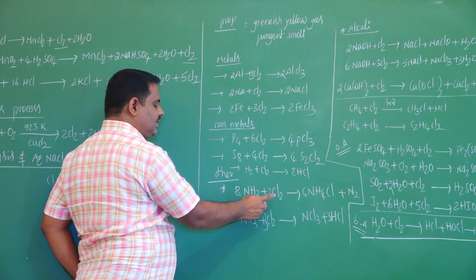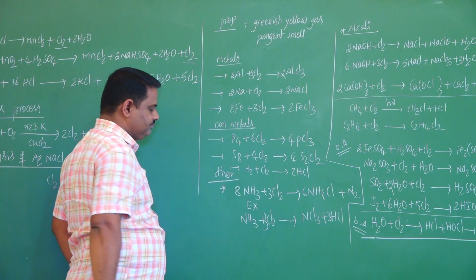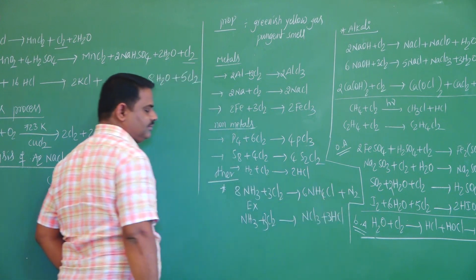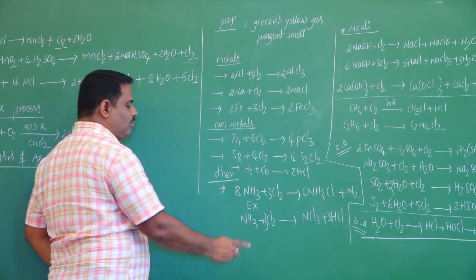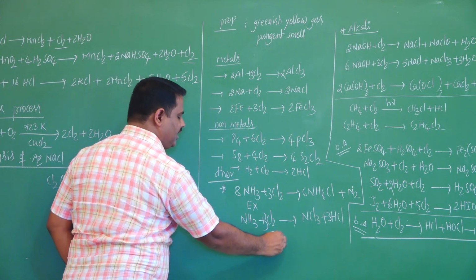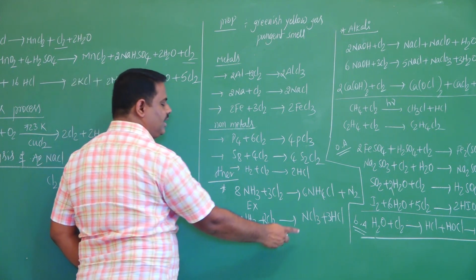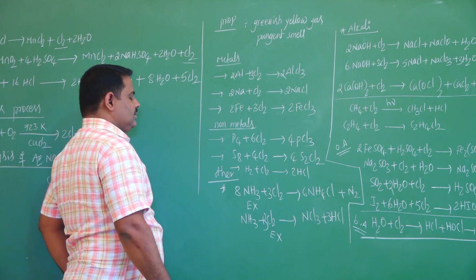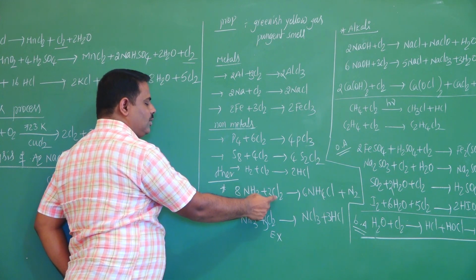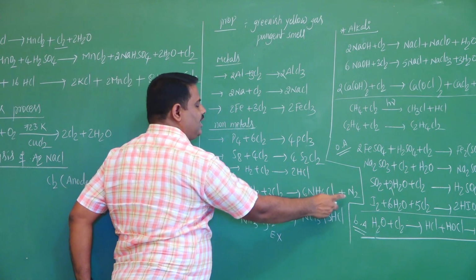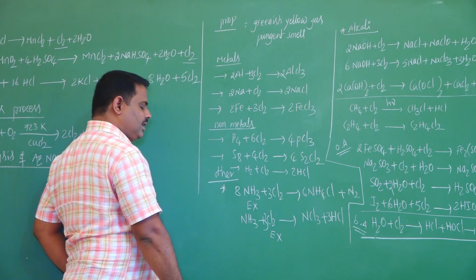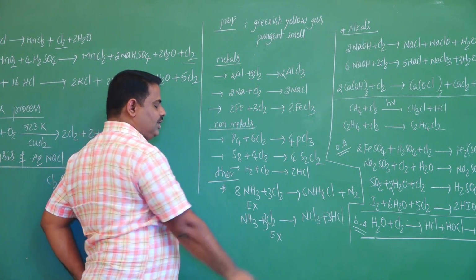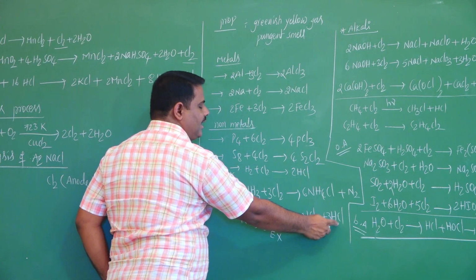When chlorine reacts with excess of ammonia, then the products are ammonium chloride and nitrogen gas. When ammonia reacts with excess of chlorine, then we will get nitrogen trichloride and HCl. I will repeat. When excess of ammonia reacts with chlorine, it gives ammonium chloride and nitrogen gas. When excess of chlorine reacts with ammonia, it gives nitrogen trichloride and hydrochloric acid.